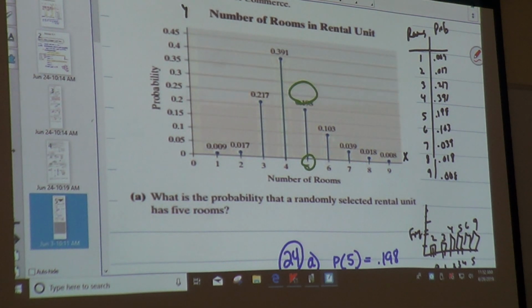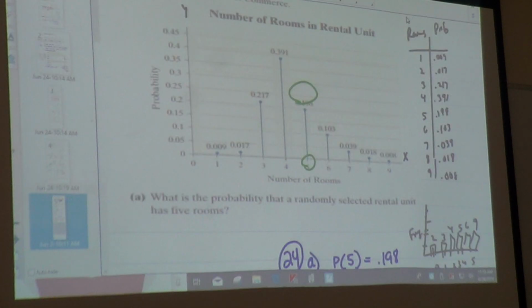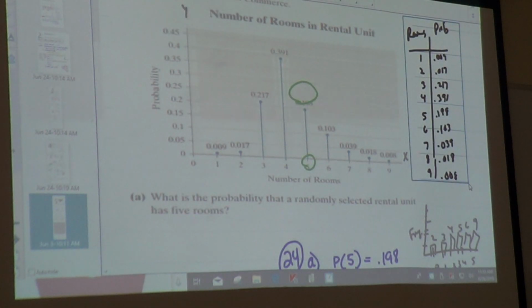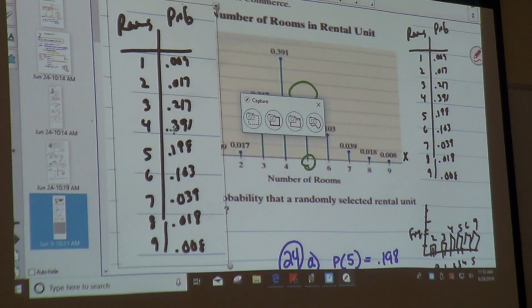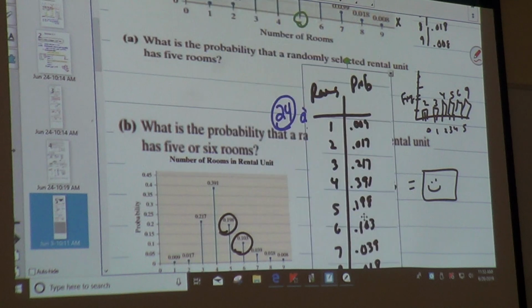Let me get my camera so I don't steal anything that I'm not supposed to be stealing. I would take that chart and write it like this. And some of y'all can do this in your head. But let me pull that down.